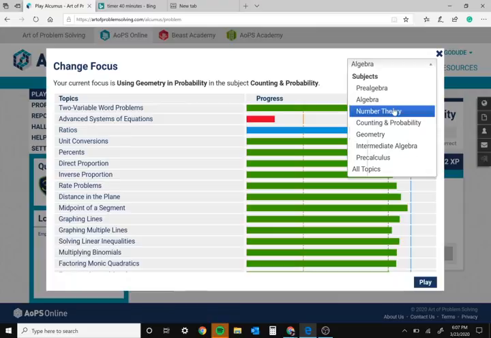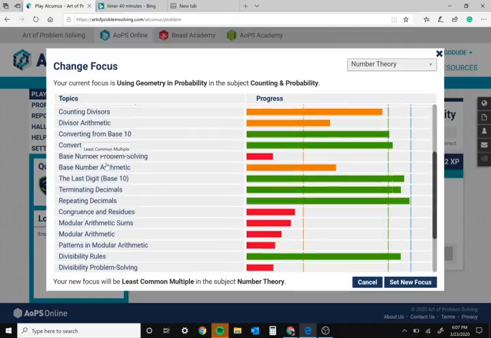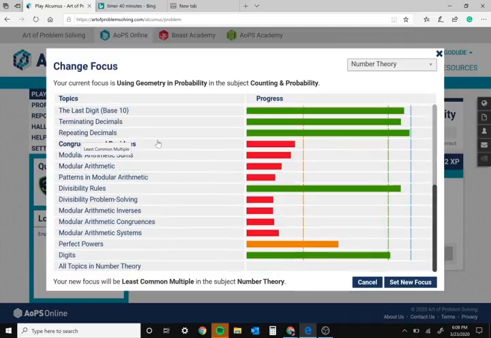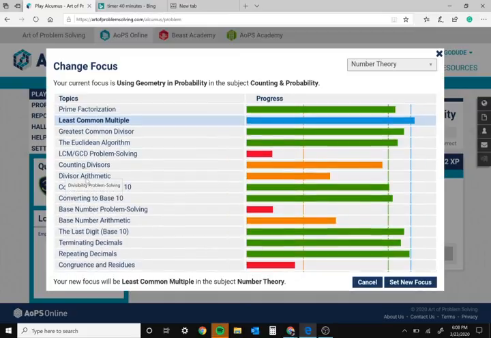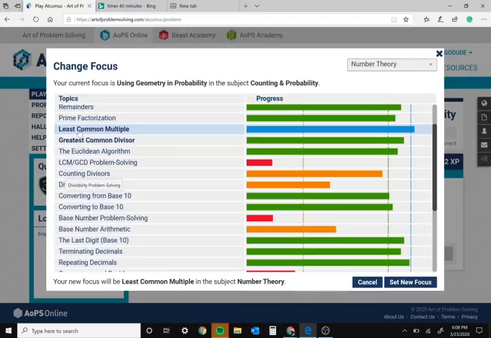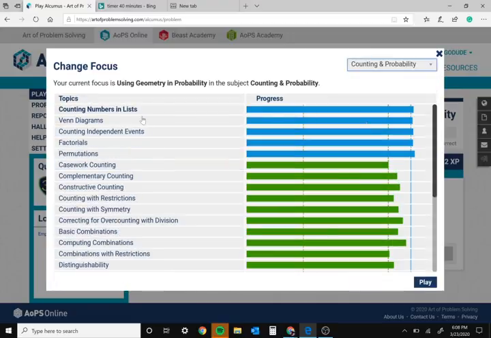Let's check out number theory. Multiples, divisors, primes, all this stuff in number theory. That is incredible. That's so good. You got modular arithmetic, base converting, base powers, LCM, GCD, prime factoring. Awesome stuff. Counting and probability, counting numbers, Venn diagrams.